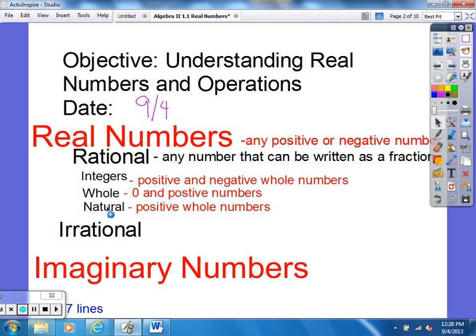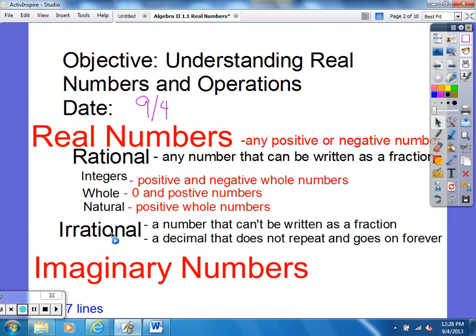All right, so we talked about those three. Now, if you notice, rational and irrational are together almost. So rational is any number that can be written as a fraction. What do you think irrational is? Numbers that can't be written as a fraction. Also, I like to say a decimal that does not repeat and goes on forever.